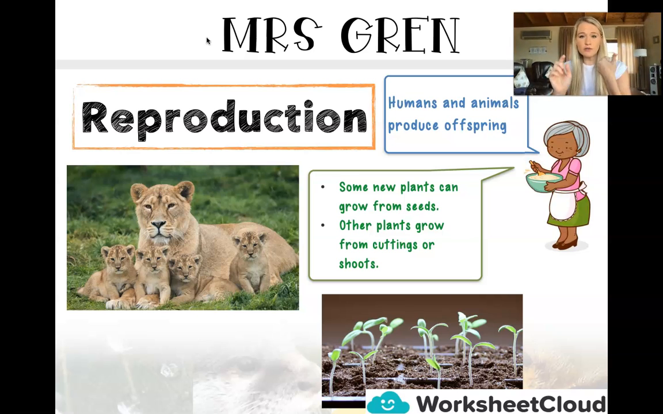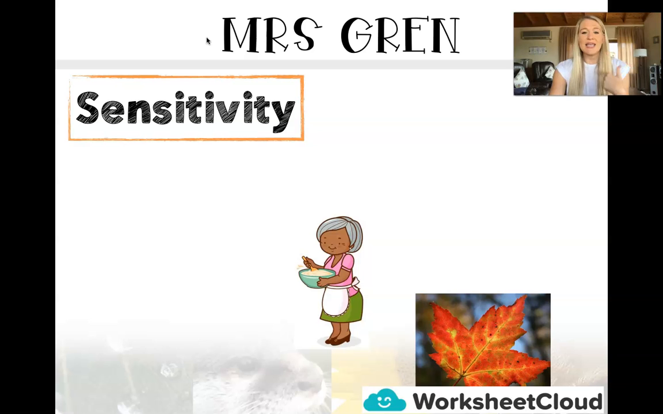Okay, so far, just to recap, organisms that are classified as living have to be able to move, and secondly, have to be able to reproduce. The third aspect of Mrs. Gren is our S, which is sensitivity. Now, when I talk about sensitivity, I don't mean that organisms have to be sensitive to feelings. That's not at all what I'm talking about.